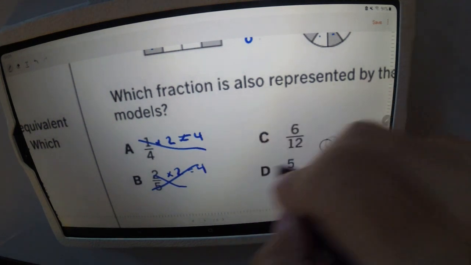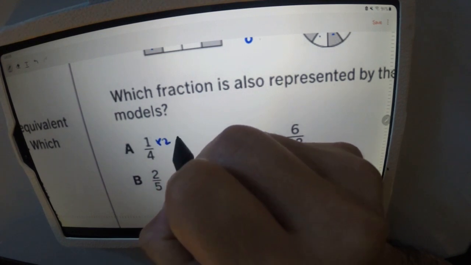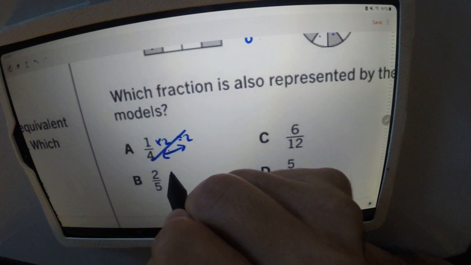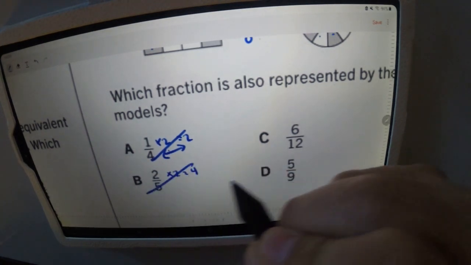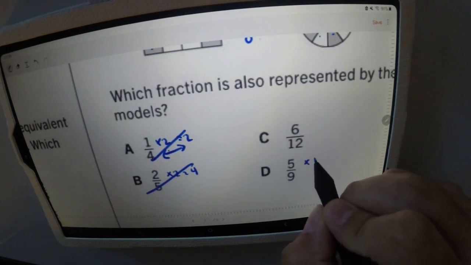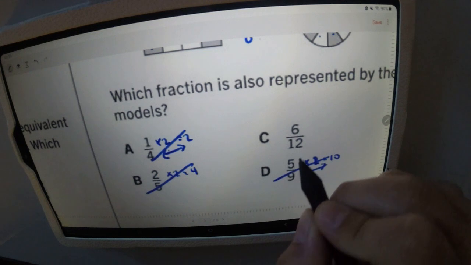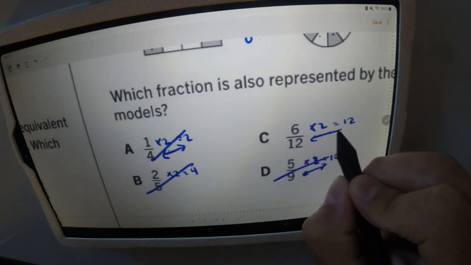Again, I'm belaboring the point. 1 times 2 equals 2, not the same. 2 times 2 equals 4. 4 and 5 are not the same, not the answer. 5 times 2 equals 10. 10 and 9 are not the same, so that's not the answer. That leaves us with this one. 6 times 2 equals 12, and 12 and 12 are the same. So this is our answer right here.